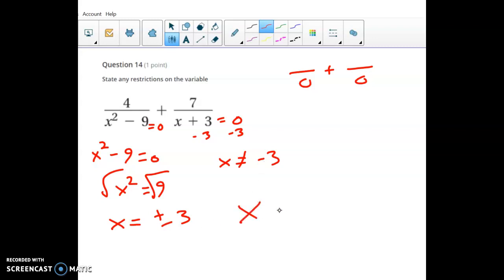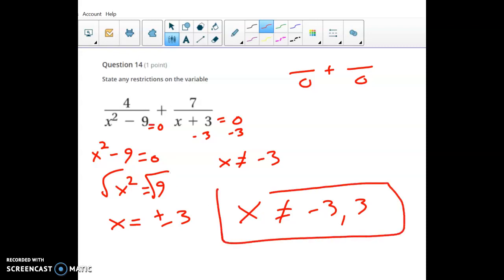So basically the way we say this is x cannot be negative 3 or 3 because those two numbers create 0 denominators, right? And if either denominator is 0, it's a divide by 0 error, and you can't do the rest of the question. So these numbers that x cannot be are called restrictions. Okay, hopefully that helps.